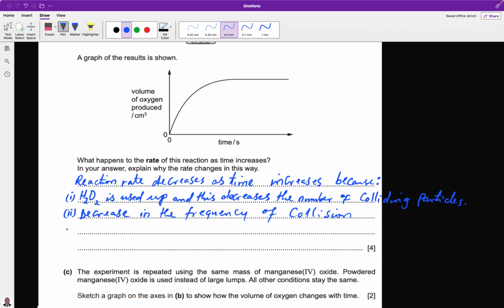Another reason, still based on this, is a decrease in the number of successful collisions.